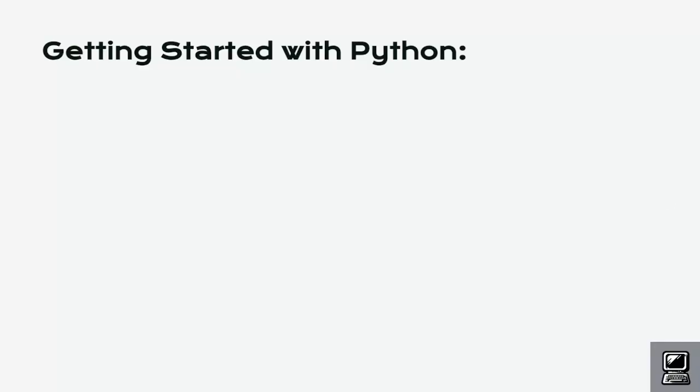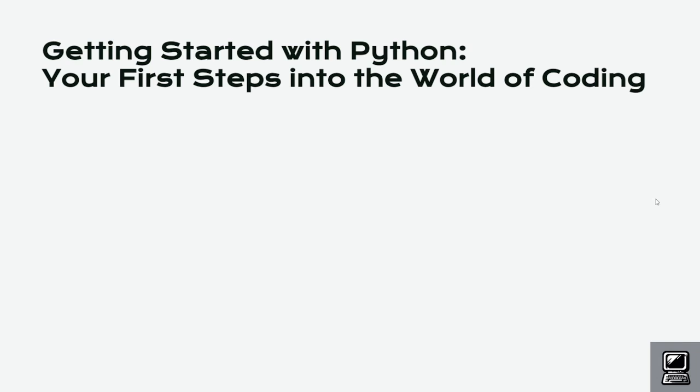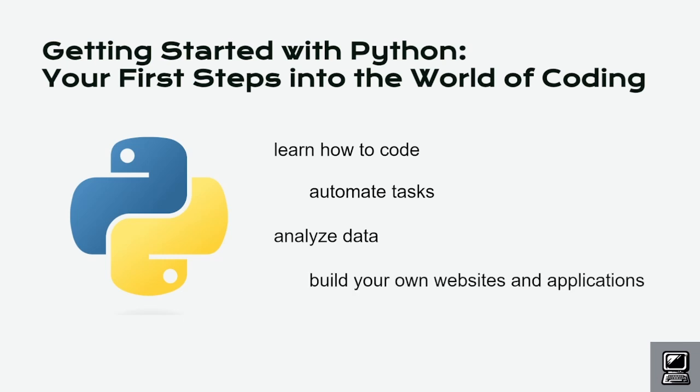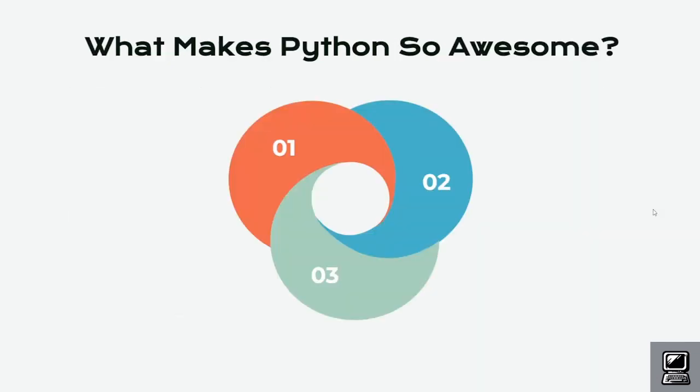Today we're looking into getting started with Python, Lesson 1. Your first steps into the world of coding. So, what language are we going to use? I'm going to be teaching you Python. There's many reasons. It helps you learn to code, automate tasks, analyze data, and build websites and applications, which makes it very versatile. Let's look into this a little bit more deeply to see why learning Python is useful.